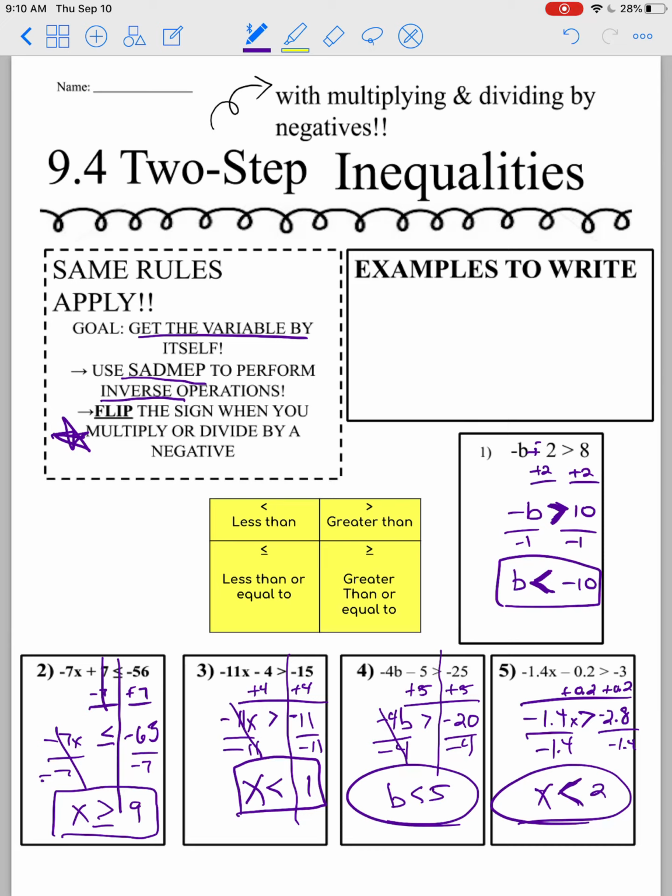There you go, folks. The big thing here: when you multiply or divide by a negative number, flip the sign.